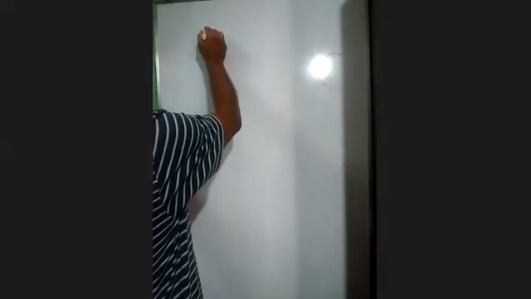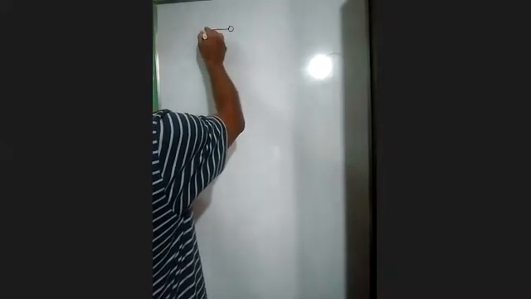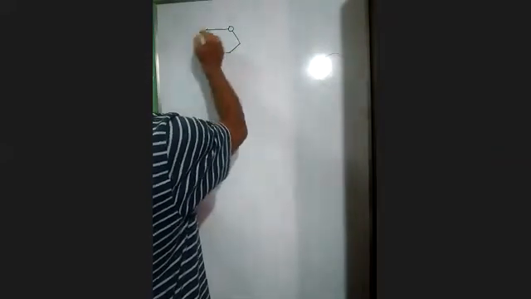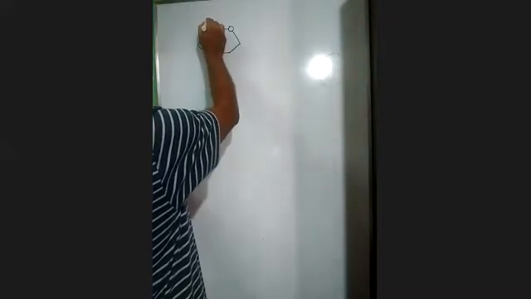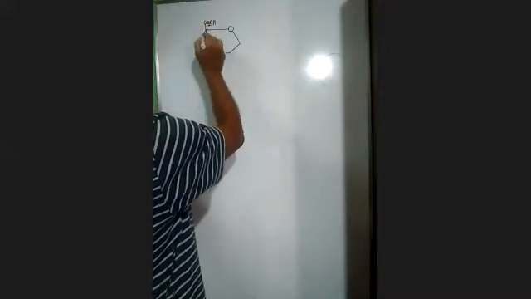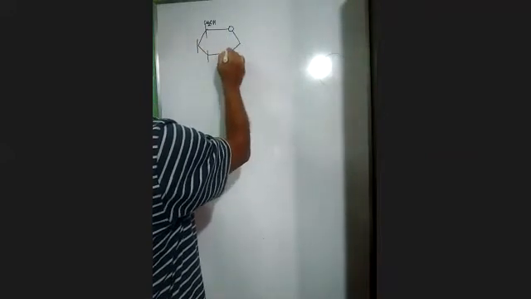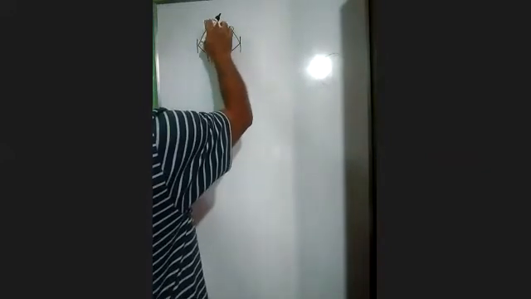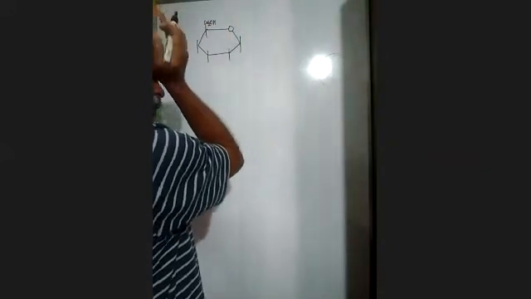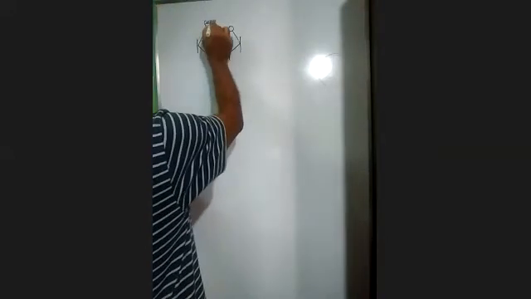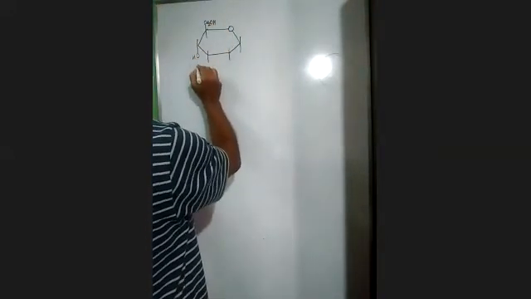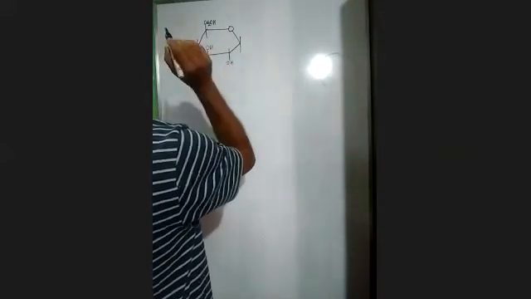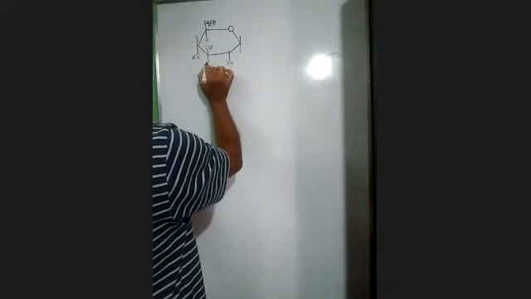I told you it is very easy to draw. First, you have to draw one pyran structure. Then the next carbon will be CH2OH. Then after that, we draw like this. Then you put hydroxyl groups in opposite positions. So if this one is at the top, this will be at the bottom. This will be at the top, and this will be at the bottom. Now we fill up with hydrogen.